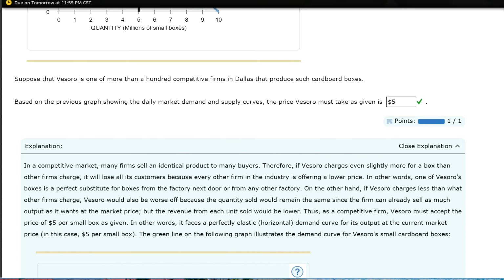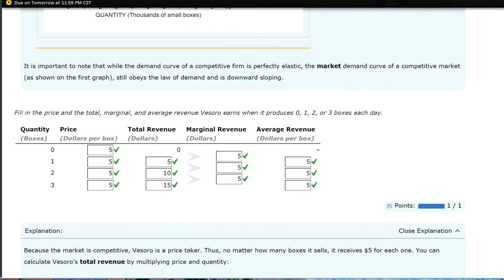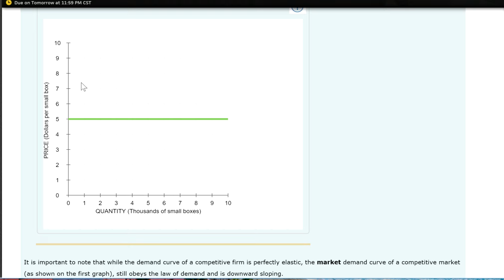This is yes and yes. Oh, see how the demand curve looks? So that's your demand curve for individual companies. Okay, so it's always flat in perfect competition.